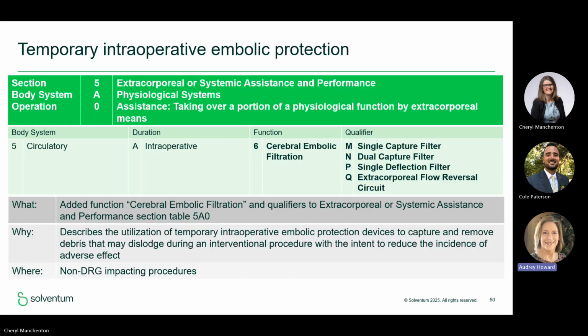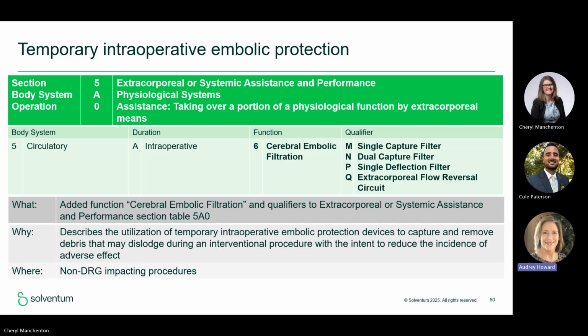The next procedure that we're discussing is the temporary intraoperative embolic protection procedure codes. These codes were originally added to the new technology section. Now they are moved to the extracorporeal or systemic assistance and performance section in table 5A0, with function cerebral embolic filtration added with 4 different qualifiers.